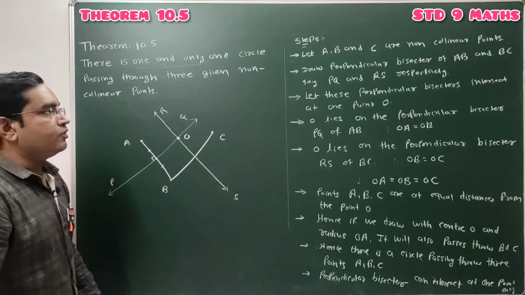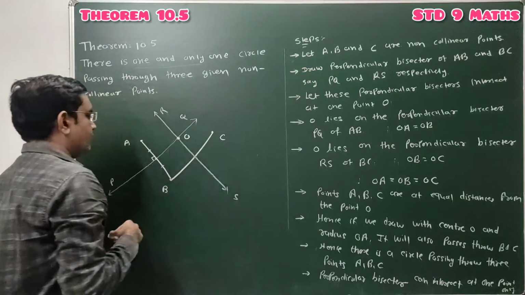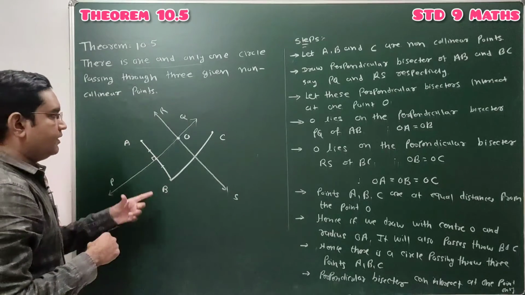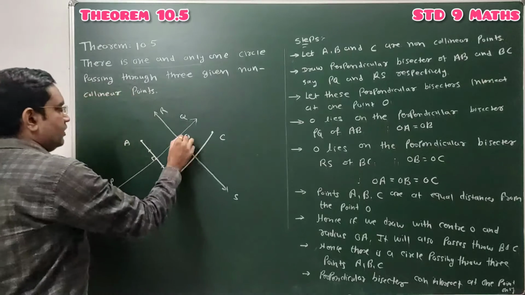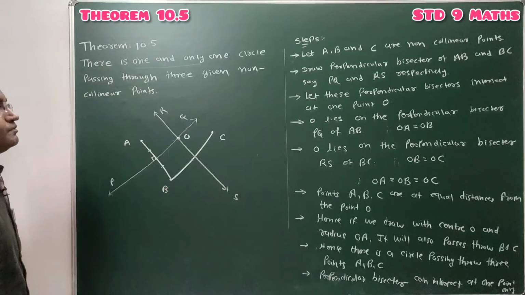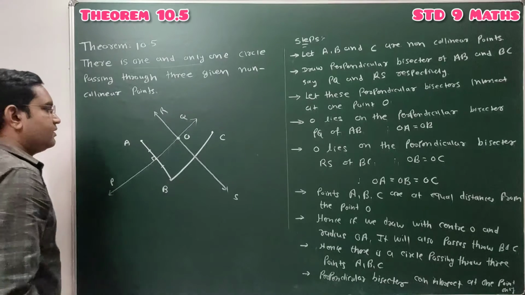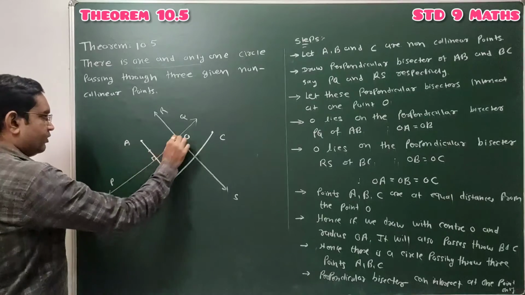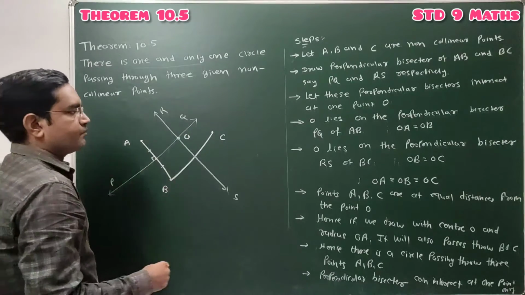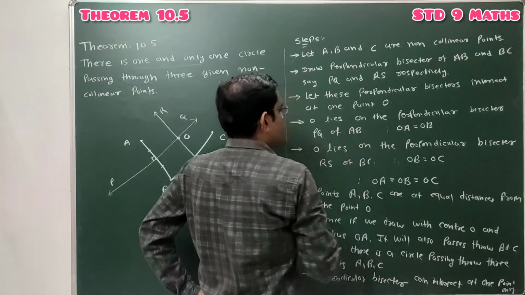A, B, C are three non-collinear points. Then we have to draw the perpendicular bisectors of the line segments AB and BC, and these perpendicular bisectors intersect each other at the point O. So now we are getting point O. Now here we can see that this point O lies on the perpendicular bisector PQ of AB.